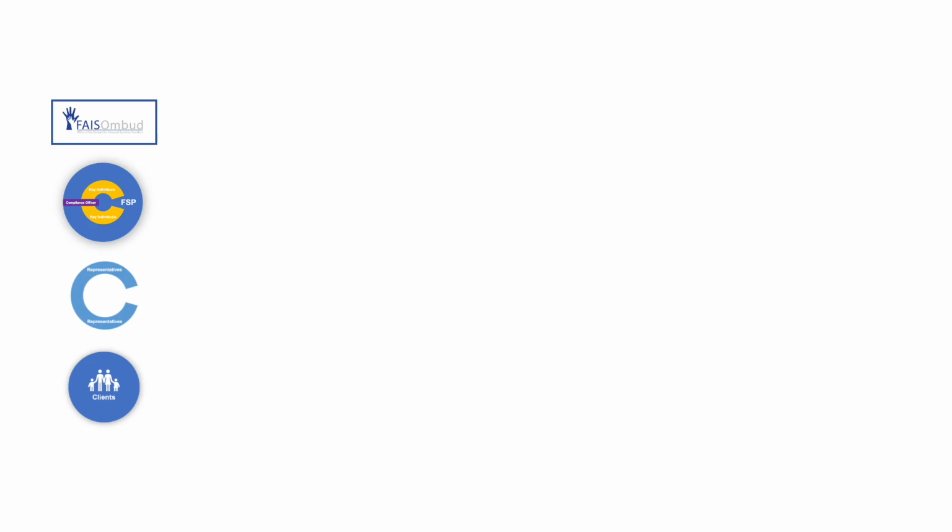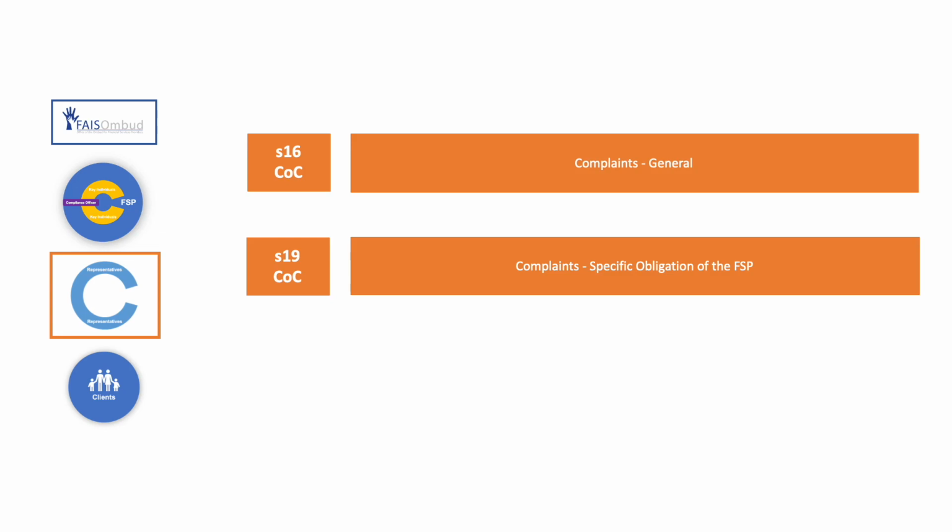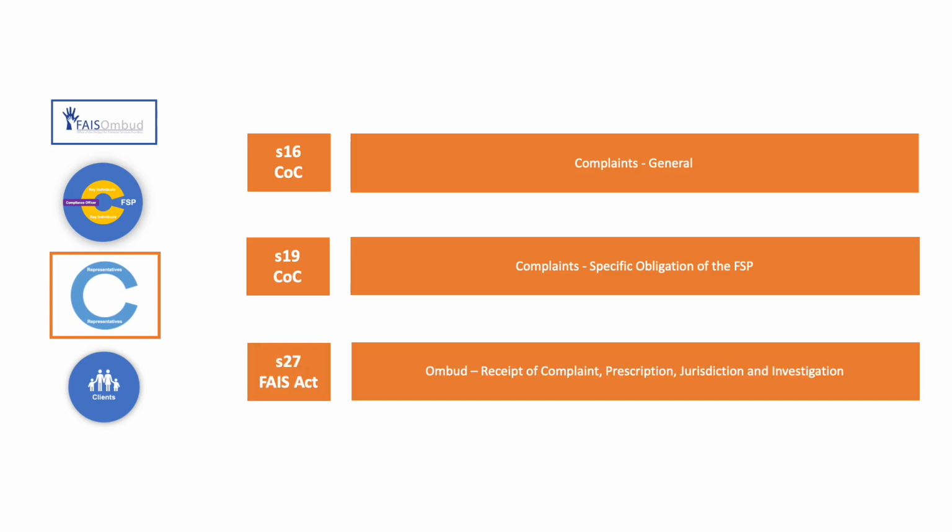The FAIS Ombud, the FSP and its representative, and the client, also referred to as the complainant, are the main parties in a complaint process. Here we will be focusing on the procedures and processes that are in place and have to be followed when a client wants to lay or lodge a complaint against a representative of an FSP.